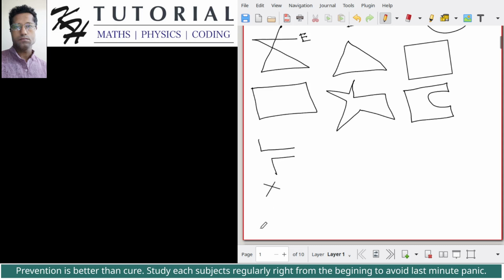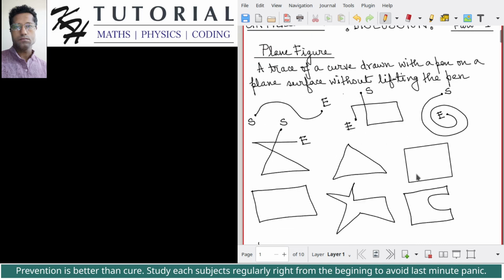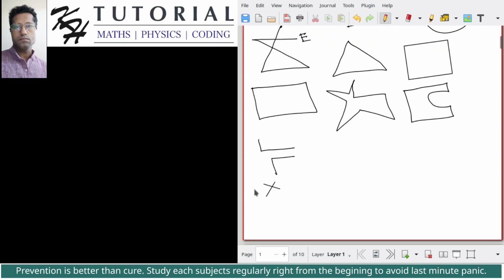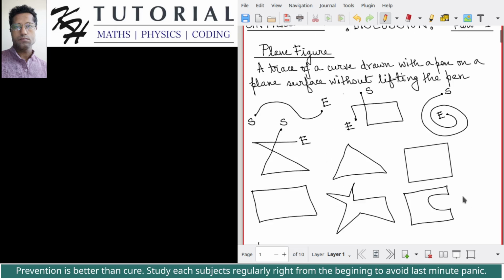This is not a plane figure, because I lifted the pen. Whatever this figure is, it cannot be drawn without lifting the pen. For example, another figure. Now remember, I am saying that the last one is not a figure, and all the first 1 2 3 4 5 6 7 8 9, the first 9 curves, are figures.